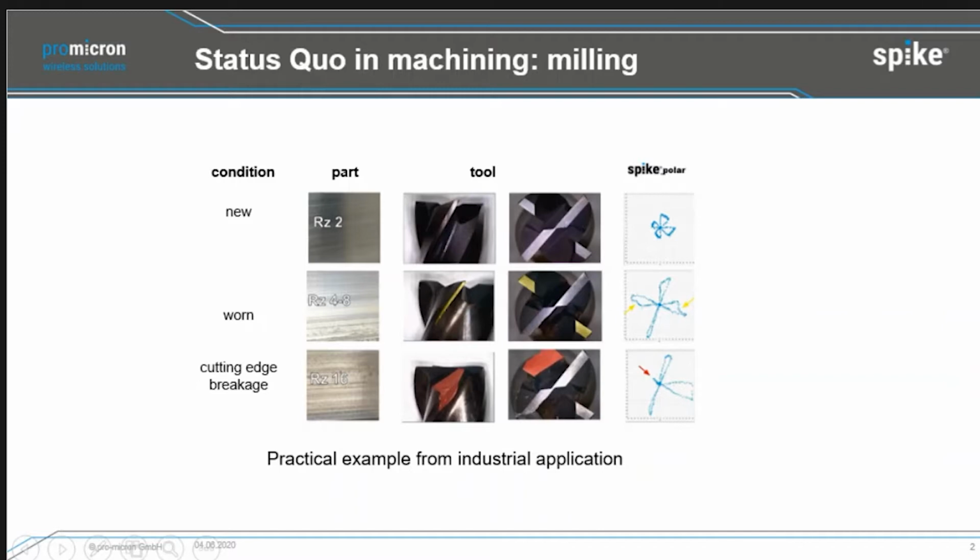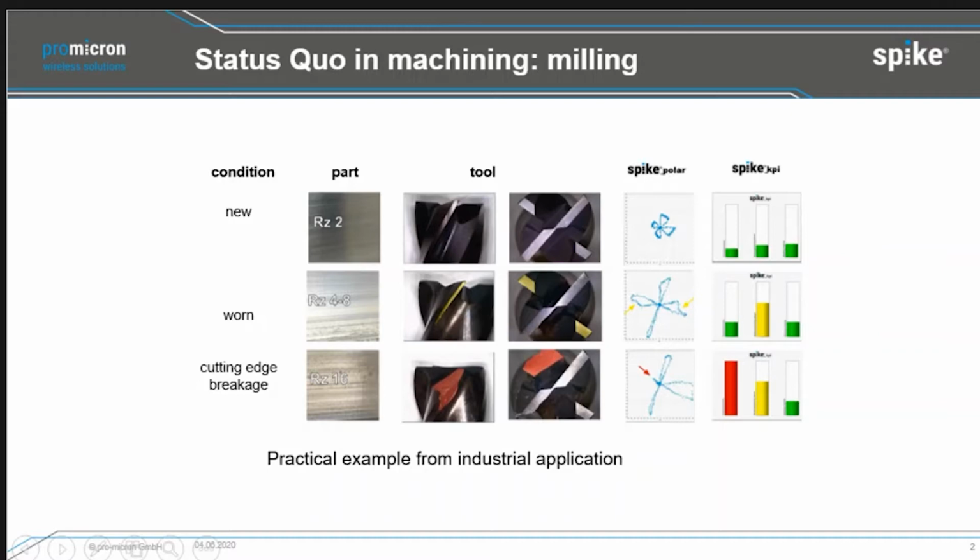For us as people, this is quite easy to see and interpret. For the machine, it's not possible to react to just the Spike Polar, and this is why we developed Spike KPIs. These are patterns that enable the machine to read the Spike Polar. With a new tool, we have an even distribution of the cutting forces, so we have symmetry and a minimum tool load.